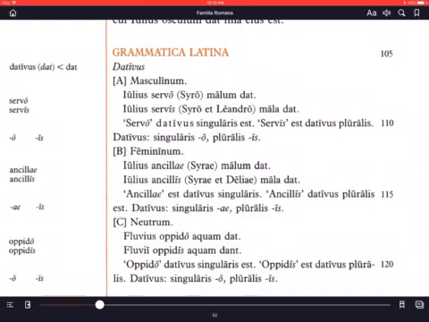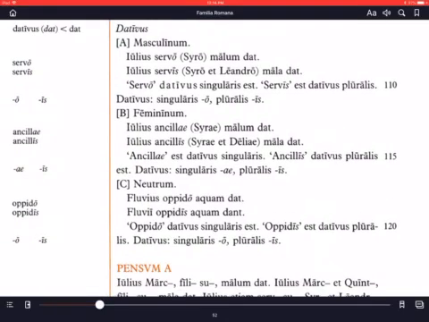Masculinum, masculine. Julius servo Suro malum dat. Julius gives an apple, malum, that's accusative, direct object, to his slave Cyrus. Okay, and that's the dative. Servo and Suro are both dative. Julius servis mala dat. Julius gives apples to the slaves. Servis is the dative plural. And notice in parentheses it's explaining the slaves are here Cyrus and Leander. Servo dativus singularis est. It's a dative singular. Servis est dativus pluralis. It's the dative plural.